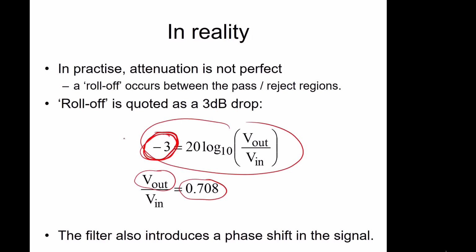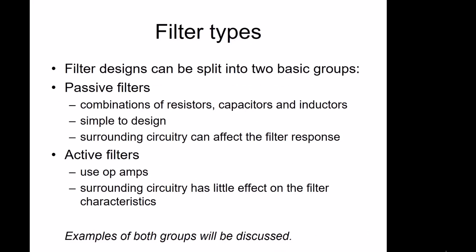We've been talking about attenuation, or the size of the signal, and we should also make a note that the filter introduces a phase shift as well. So the phase of the signal will also change going through a filter. Filters can be split into 2 basic groups. We've got passive filters, and passive filters are combinations of resistors, capacitors and inductors. They are simple to design, but they can be affected by circuitry next to them.